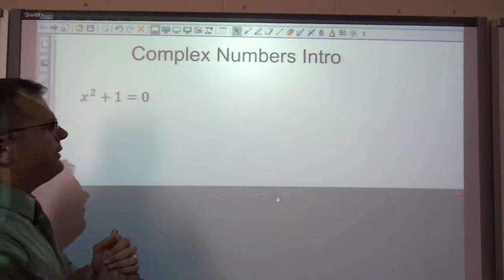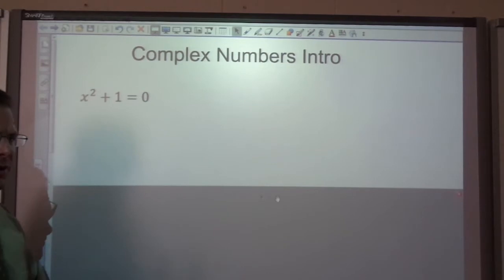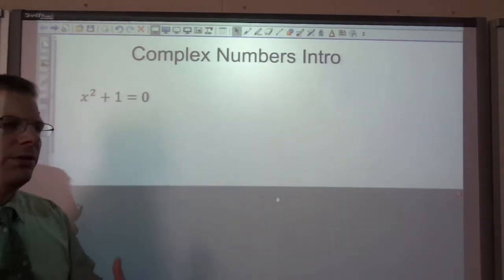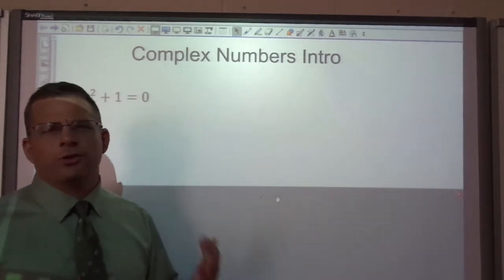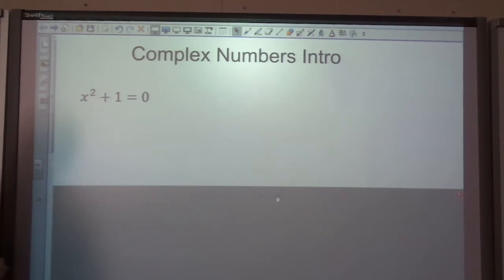So as we've talked about sets of numbers, there are always new numbers that evolve. Negative numbers, rational numbers, irrational numbers. At some point, those were all new to people. And the same way here with a problem like this.